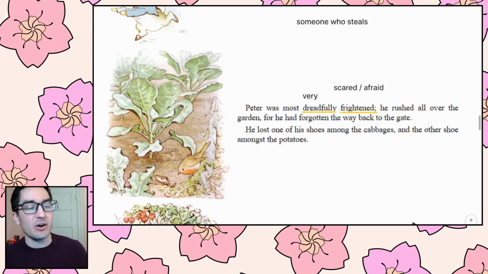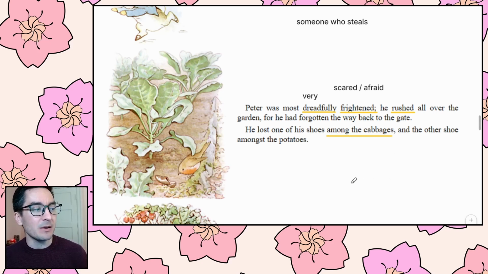He rushed all over the garden. Here, rushed means move quickly, like he ran. Shoo, shoo, shoo. For he had forgotten the way back to the gate. So he doesn't know how to get out of the garden. Oops. He lost one of his shoes among the cabbages.